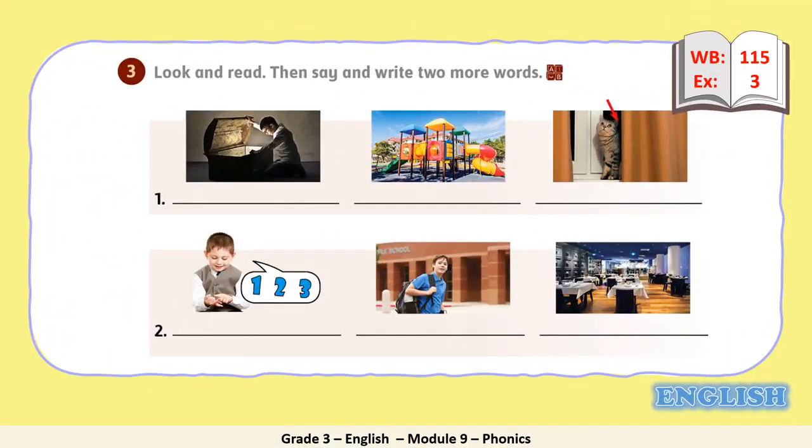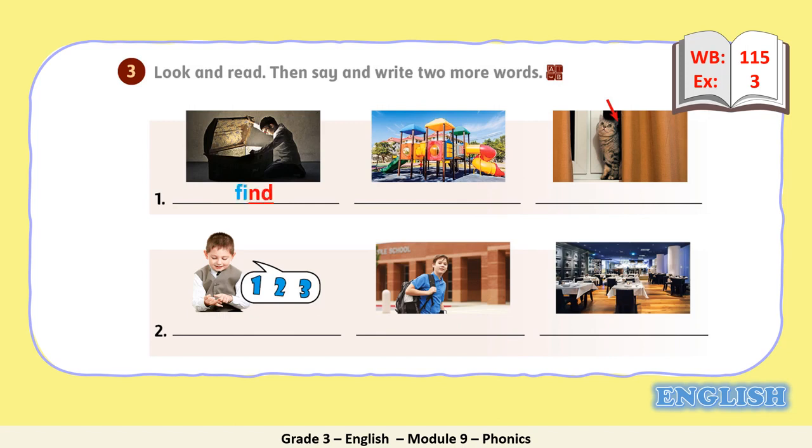In the next exercise, we have a fun activity. We have to look at the pictures, say the words, then write them. Remember, we need to be thinking of words that end with the sounds nt and nd. Let's take a look at some examples. Look at this boy, for instance, in picture number 1. The boy finds a treasure in the box. The word is find. Let's try another one.